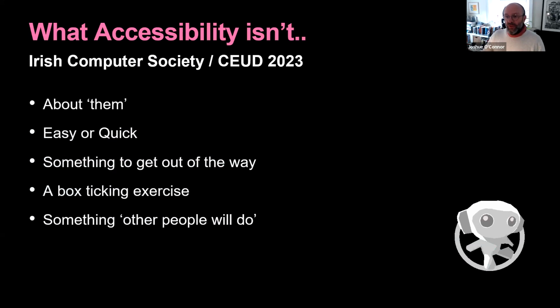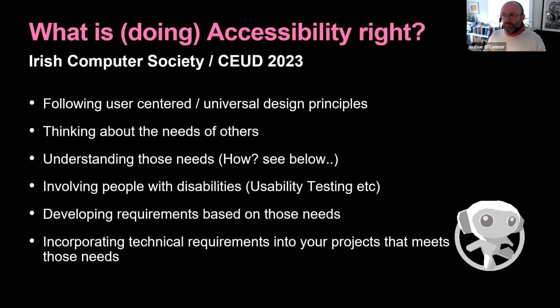So first of all, what accessibility isn't. It's not about a them. That's the first thing to say. It's not easy and it's not quick, right? It's not something you just get out of the way so you can go on and do other stuff. It's not merely a box ticking exercise or something other people will do. Everybody here on this call has got a part to play in making all this accessibility stuff happen. It really is a team sport.